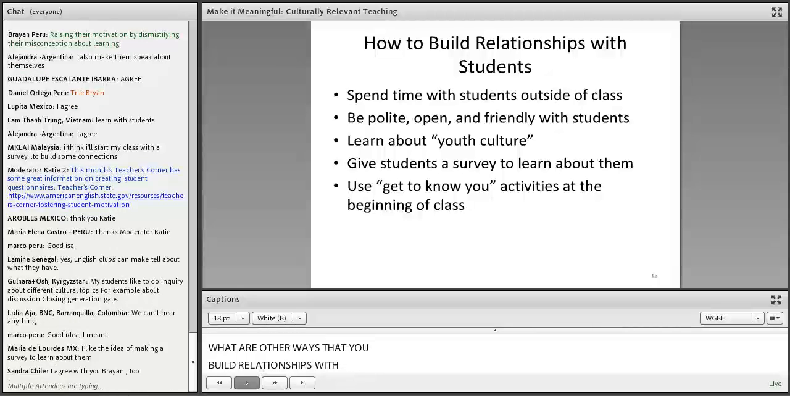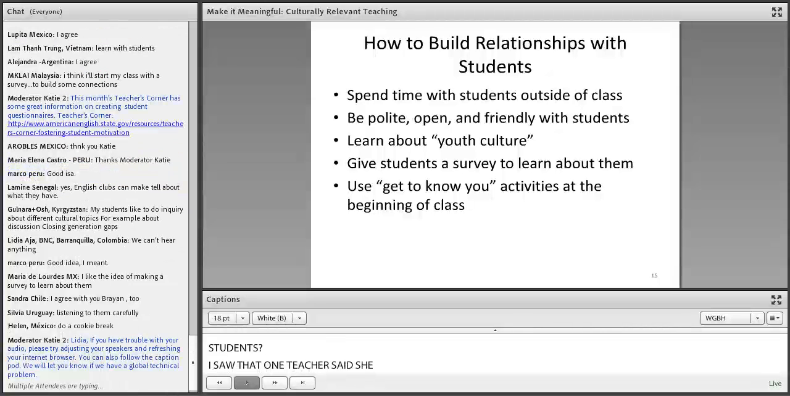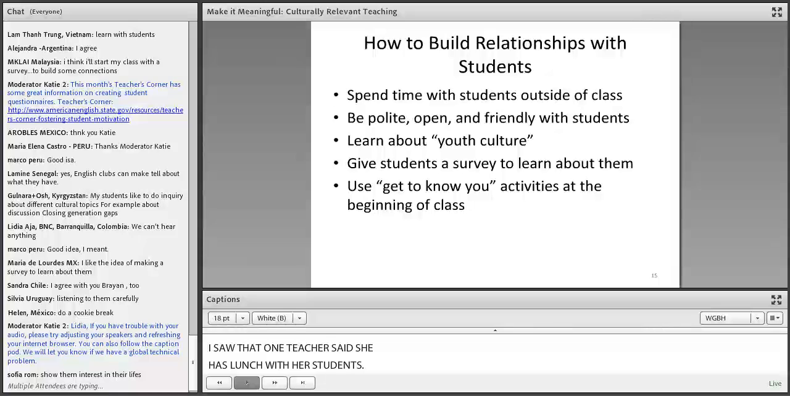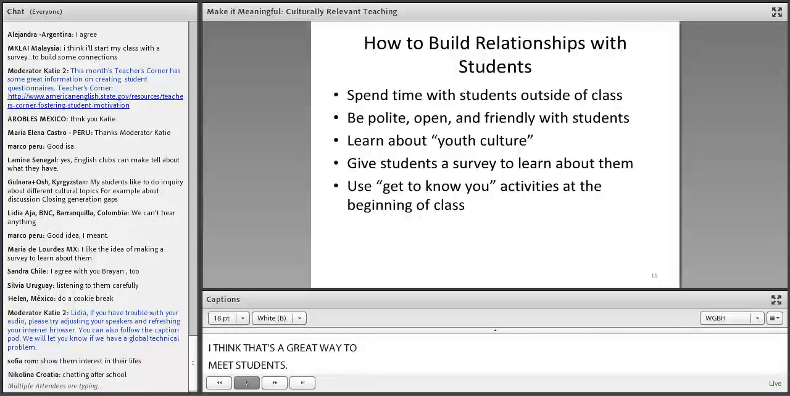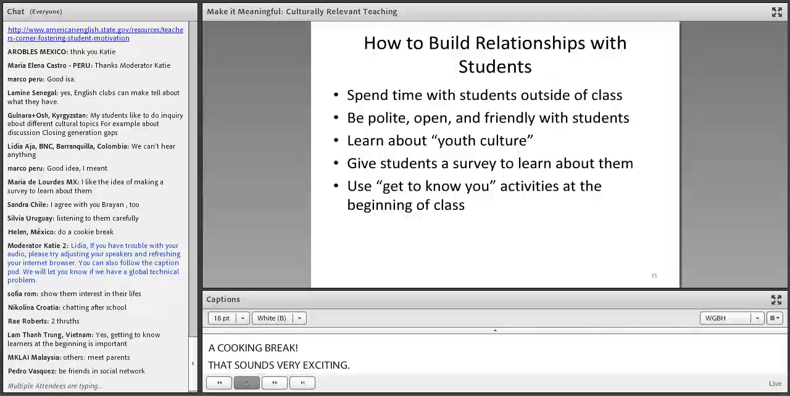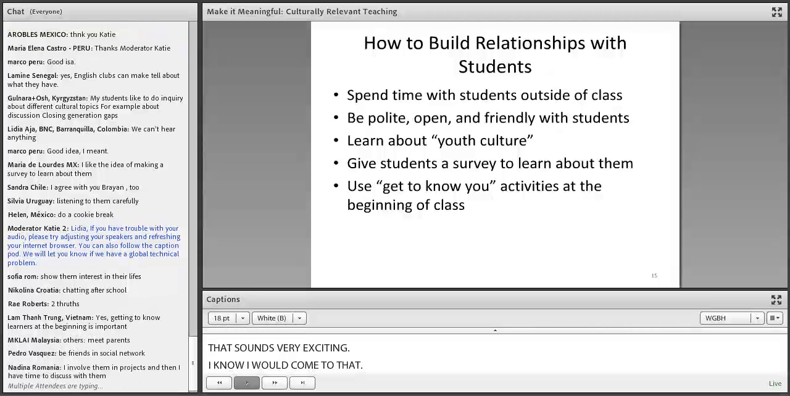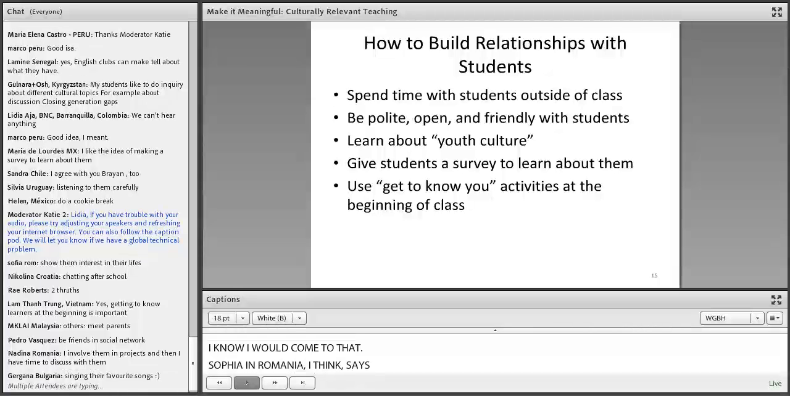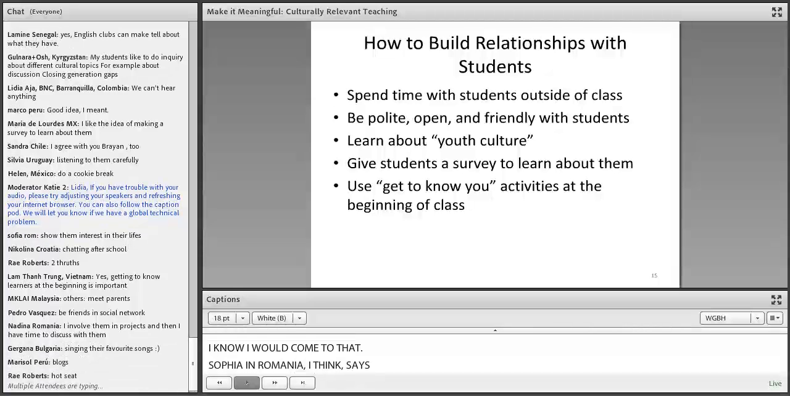I saw that one teacher said she has lunch with her students. I think that's a great way to meet students. A cookie break. That sounds very exciting. I know I would come to that. Sophia in Romania, I think, says show interest in their lives. Be friends in social network.